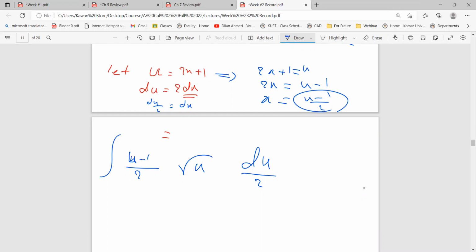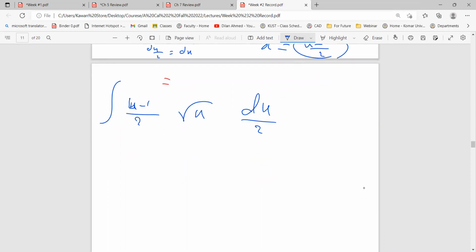That's right. Look at, am I right or not? So 1 over 2, 1 over 2. Hello? 1 over 2, 1 over 2. Well done. 1 over 4. So u minus 1, times square root of u, 1 over 2 du. Do you have any question about that step?